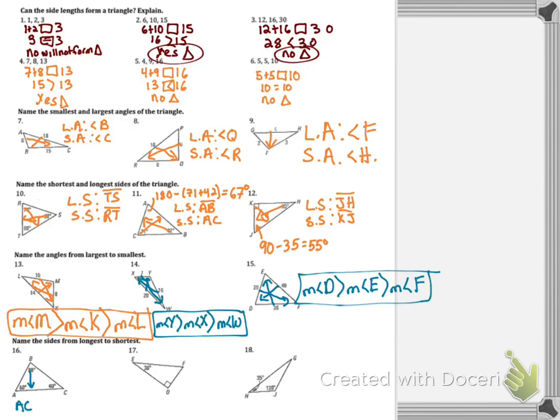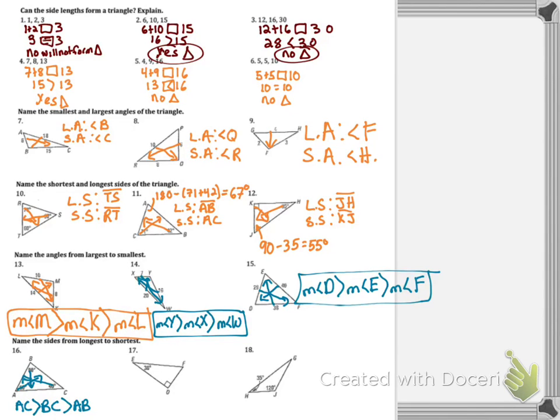So normally when I name segments, I put a line over it, but now we're talking about distances. So the distance of AC doesn't need a line over it, because when we talk about distance, we don't put a line, is greater than the distance of, and then my next one is at 60 degrees, so it's going to be BC, which is greater than the distance of AB.